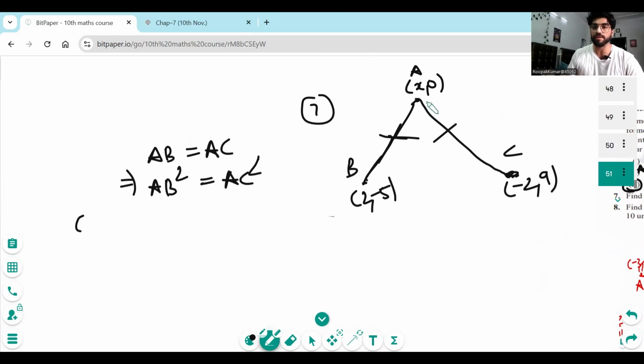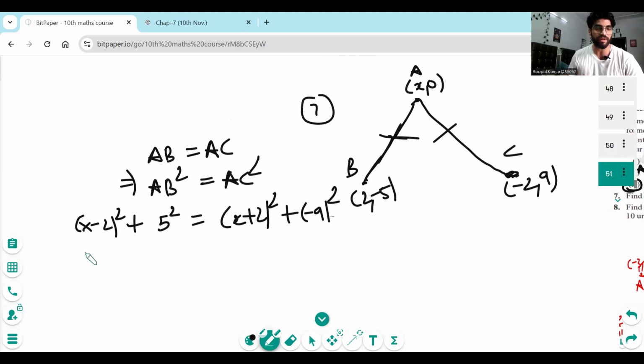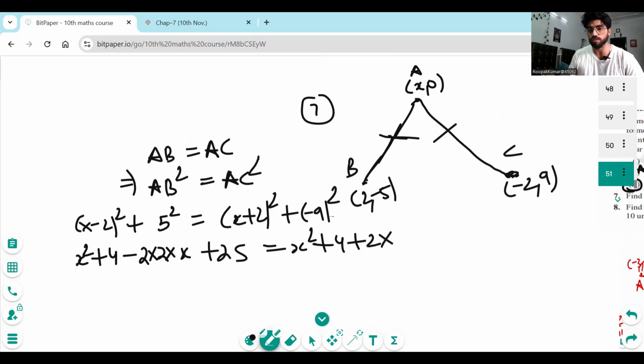Now if you apply x2 minus x1, that is x minus 2 whole square, the square root won't be there because we have squared both the sides, and 0 minus minus 5 is plus 5 whole square. AC, that is x minus minus 2, x plus 2 whole square, and 0 minus 9, that is minus 9 whole square. Now let's see what we are getting. We are getting x square plus a square plus b square minus 2ab, and 25 is there. Again, a square plus b square, 2 square is 4, plus twice into 2 into x, plus 81. Now let's see what is cancelling out. X square is cancelling out, 4 is cancelling out, as you can see.